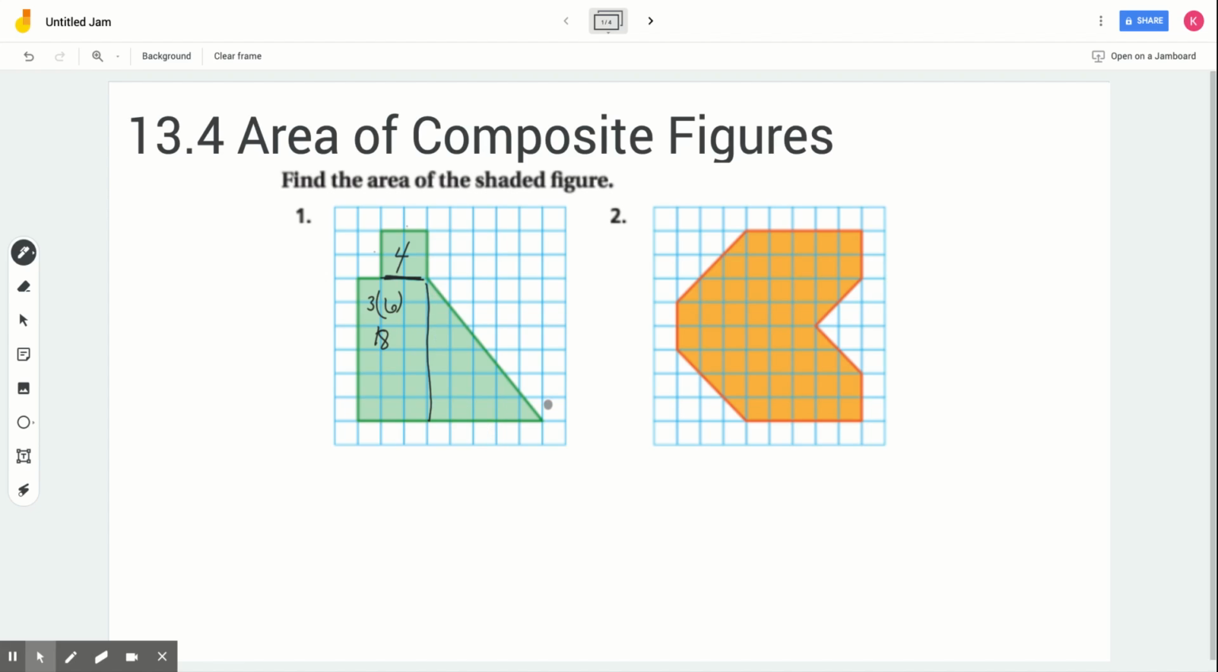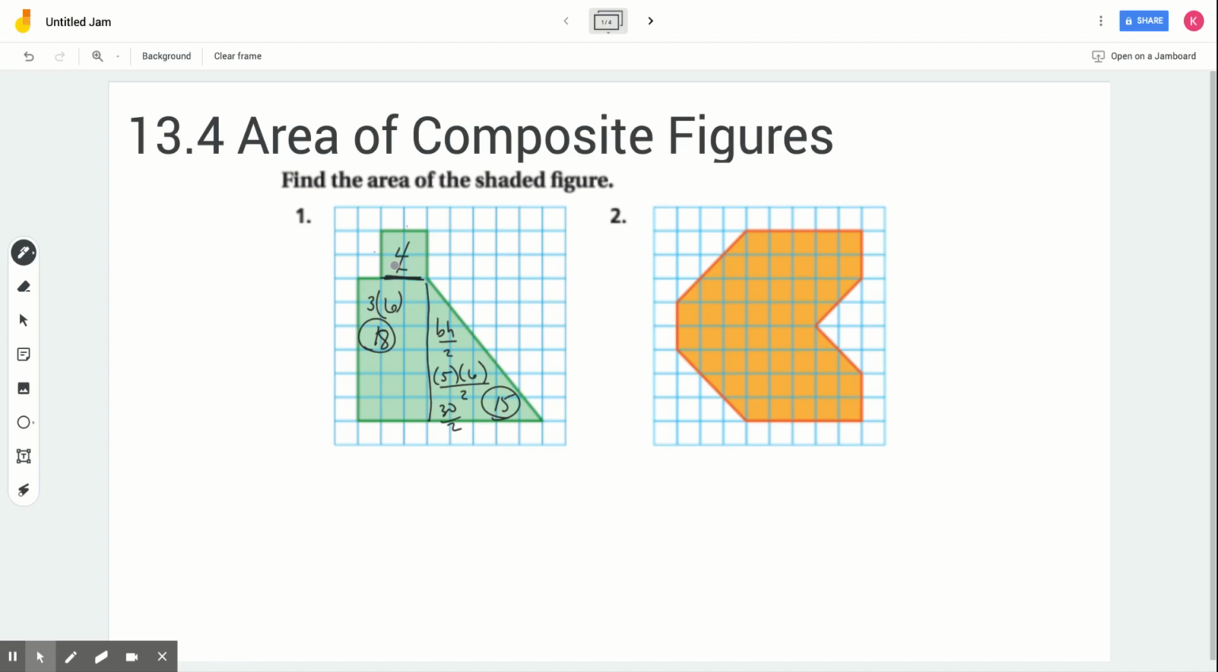Now, for this triangle, the area is the base times the height divided by 2. The height of this triangle is 6. It's the same as the rectangle. The base is 1, 2, 3, 4, 5 units. 5 times 6 is 30. 30 divided by 2 is 15.